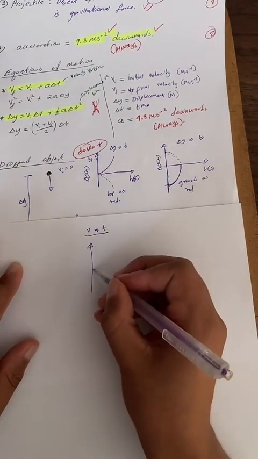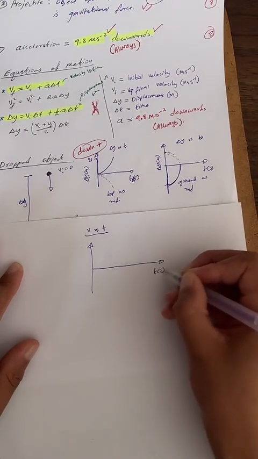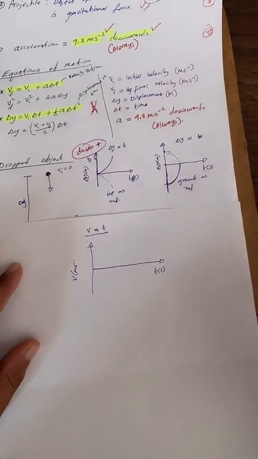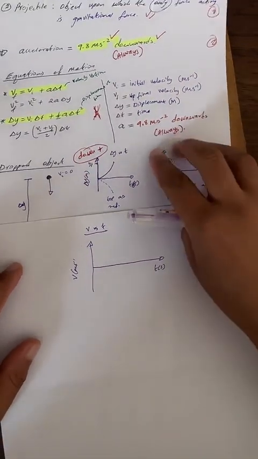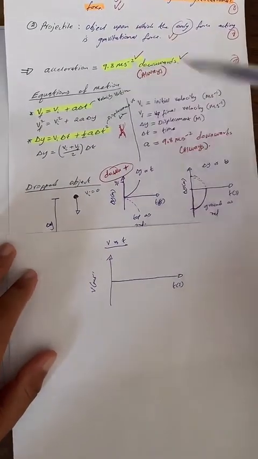Let's say the velocity versus time. On the x-axis we have time in seconds. On the y-axis we have velocity in meters per second. Remember, we said a velocity-time graph is given by a straight line because the formula looks like this. This is given by a straight line.